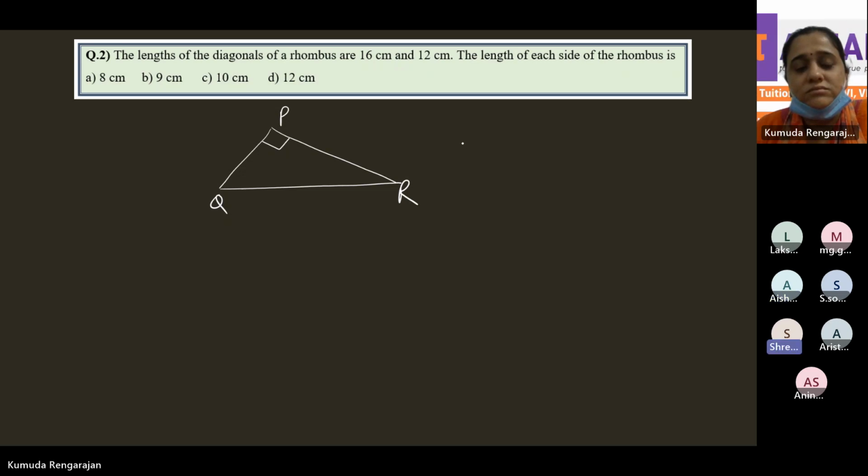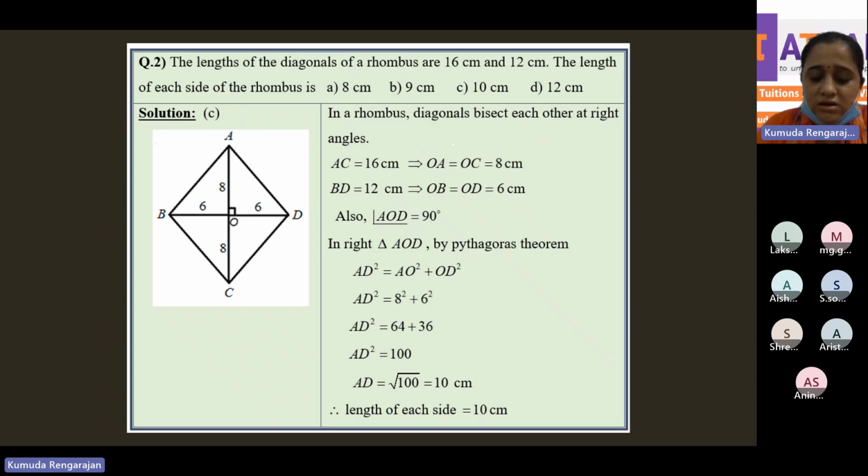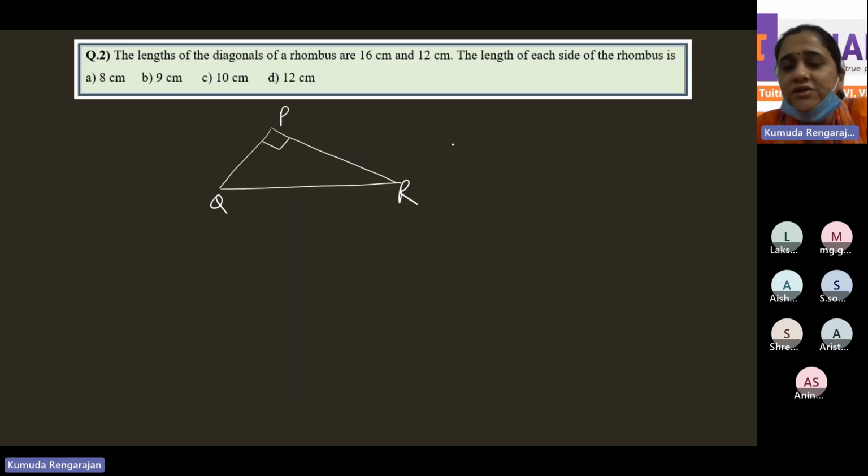Ma'am, I got the answer. Finding one side of the triangle, the Pythagoras theorem. Result by Pythagoras theorem. No, like what we did here, the earlier sum, the right triangle. Didn't we write a result by Pythagoras theorem?